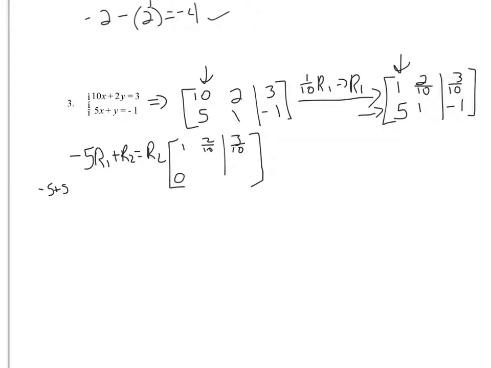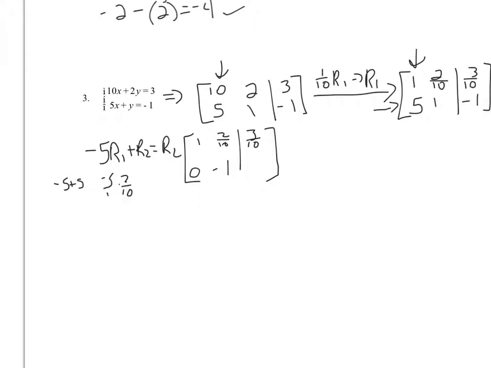If I multiply -5 over 1 times 2 over 10, notice what's going to happen here. The -5 times 2 is a -10, and a -10 over 10 becomes a -1. Now be careful, because this -1 has to add to the +1 that we already had in this element here, and a -1 plus 1 actually becomes a 0.